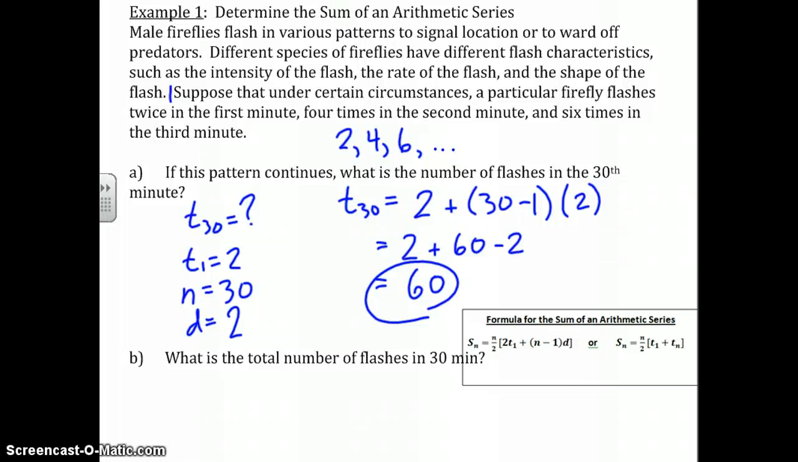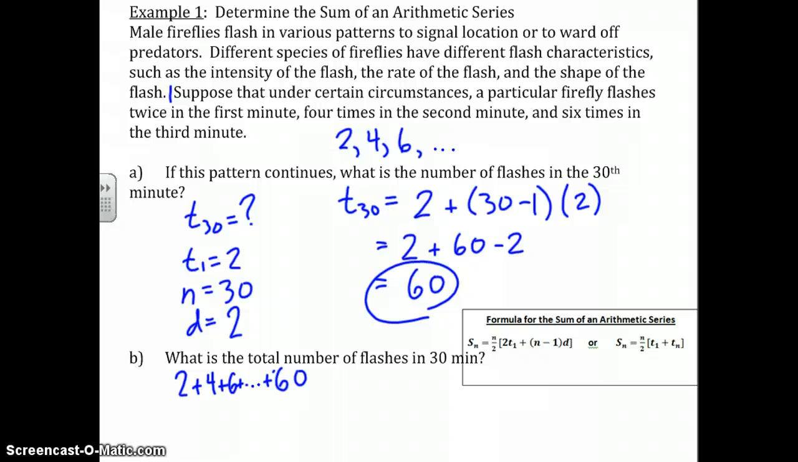Okay, part B though asks what's the total number of flashes in 30 minutes. Okay, so over the 30 minutes we want to know what the total number is, so it's like 2 plus 4 plus 6 and so forth up to the last one, which is 60. Okay, so that's a little bit messy there. Okay, 60 is our last one. So we want to know the total there. Again, we could write them all out, add it all up. It's going to be kind of ugly.